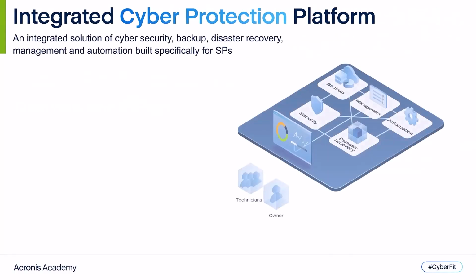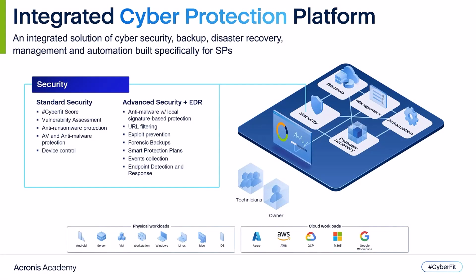On the left, you can see that we have in the core solution various cyber protection measures such as anti-ransomware capability, vulnerability assessment scanner, and device control, all prevention type solutions. With Advanced Security plus EDR, there is so much more for an overall cyber protection strategy. If you are looking at replacing another solution, this is what you will need. From local signature-based detection, exploit prevention, to URL filtering, we are covering the gamut.